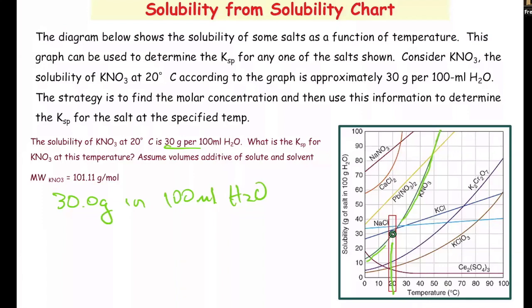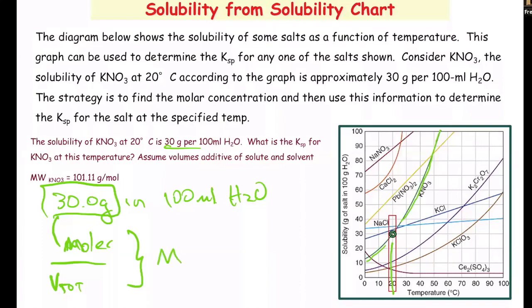But if you make that assumption, then you can assume that the 30 grams equals 30 milliliters. That's what we mean. The molecular weight of potassium nitrate, KNO3, is 101.11. So the first thing that we need to do is convert this 30 grams to moles. Then we need to take the total volume and divide it, and that'll get us our molarity.